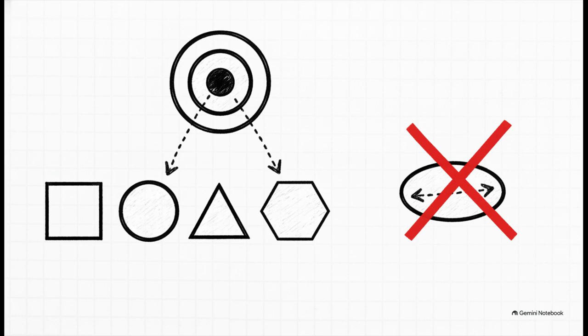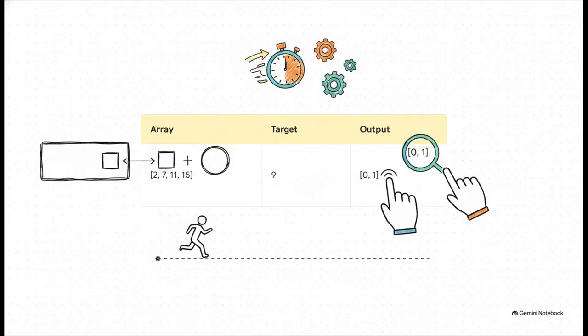All right, so here is Leetcode problem number 1. You're given an array of integers called nums and an integer target. Your job? Just return the indices of the two numbers that add up to that target. Now, crucially, you can assume exactly one solution exists, and no, you cannot use the exact same element twice. Let's look at an example.